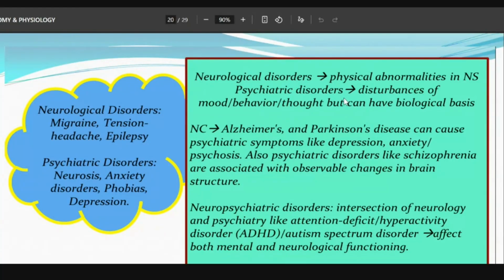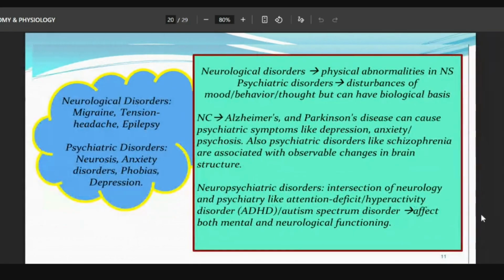ठीक है, तो today we are going to study neurological disorders and psychiatric disorders as per like therapy for them. So these are the disorders that are in your syllabus: migraine, tension headache, epilepsy. In psychiatric disorders, they will give neurosis, anxiety, phobias, and depression. But you should have slight idea of other disorders as well, because they at times tend to go off syllabus.